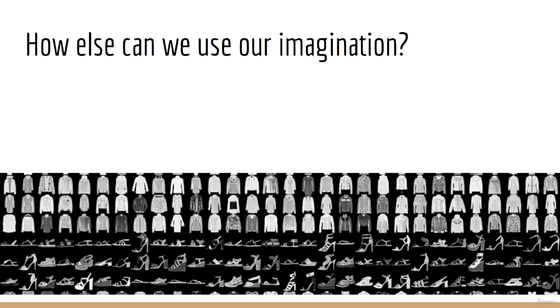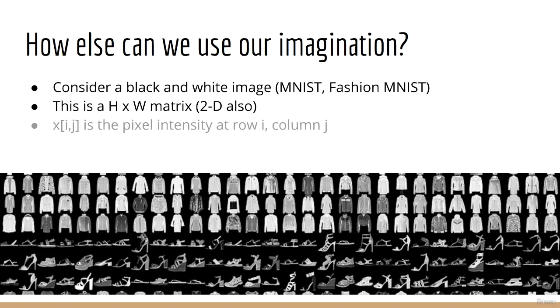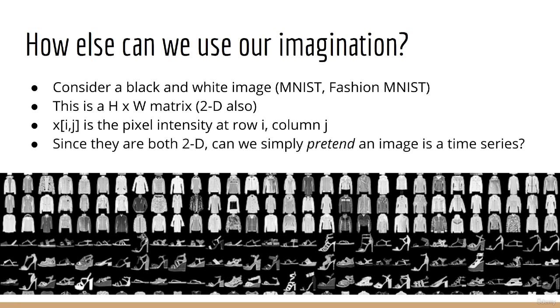Now consider a black and white image, such as what we have in MNIST and Fashion MNIST. This is a height by width matrix. Importantly, it is also a two-dimensional matrix. Each ijth entry of the matrix is the pixel intensity at row i, column j. But here's the trick. Since a multi-dimensional time series is a two-dimensional matrix and an image is also a two-dimensional matrix, how about we just use our imagination to pretend that an image is a multi-dimensional time series?